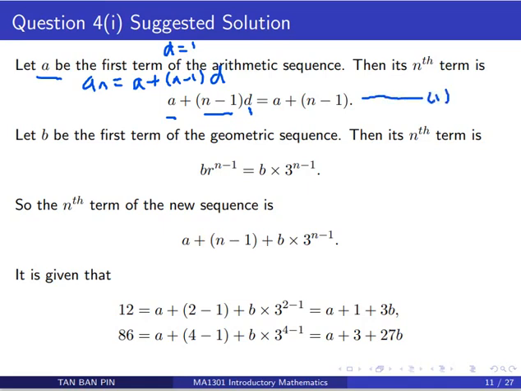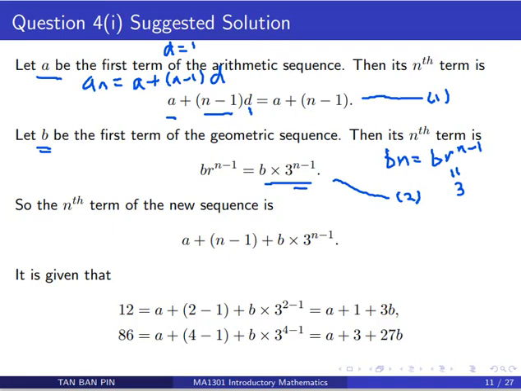Then for the GP, the first term you cannot use the same symbol a, so you use b. We let b be the first term of the GP. Then remember the formula for GP is bn equals b r to the power n minus 1. The question gives you r is 3, so it's b times 3 to the power n minus 1. This is the general term of the geometric progression.